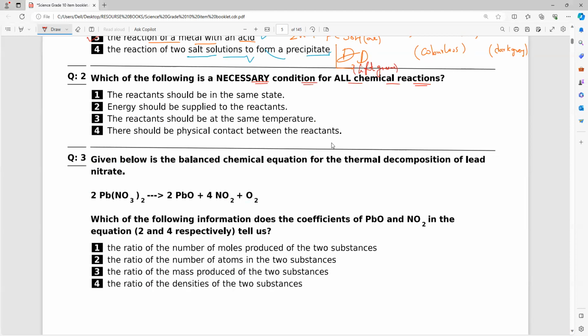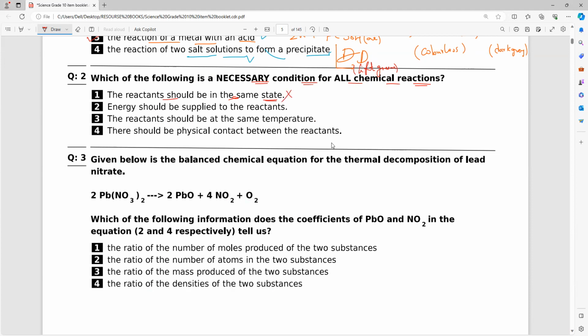Necessary conditions for all chemical reactions. So let us discuss now. The reactants should be in the same state. Does it matter for us? Does the physical state of the reactants matter? Is it mattering or not? That's what I'm asking. No, sir. No. So we cannot say that.